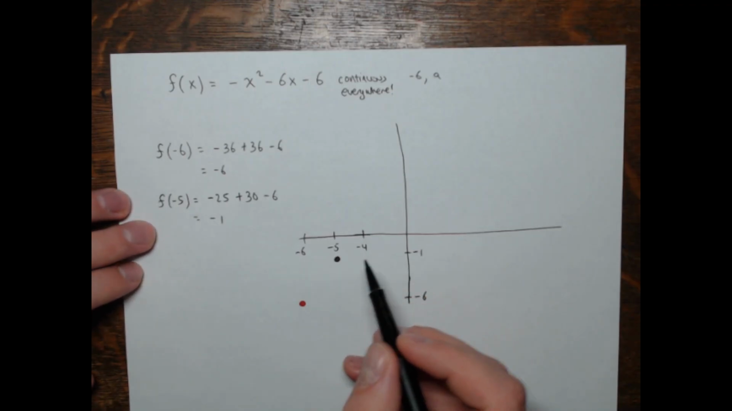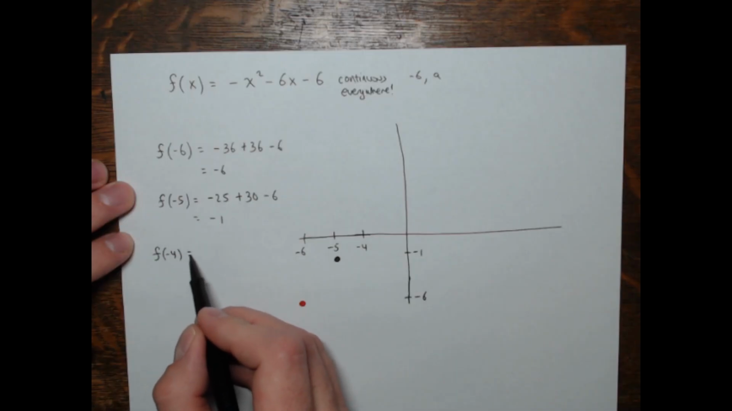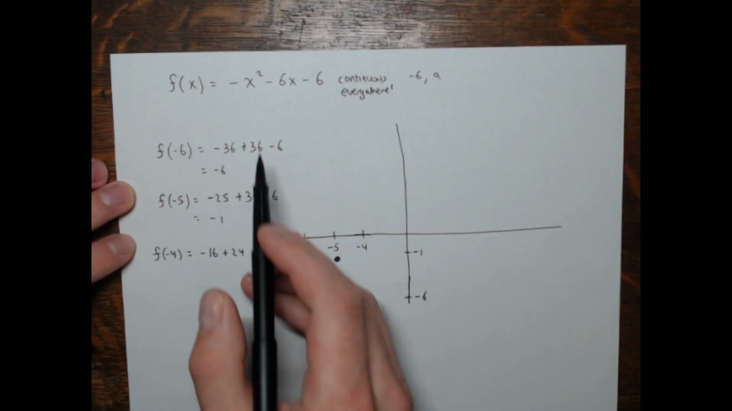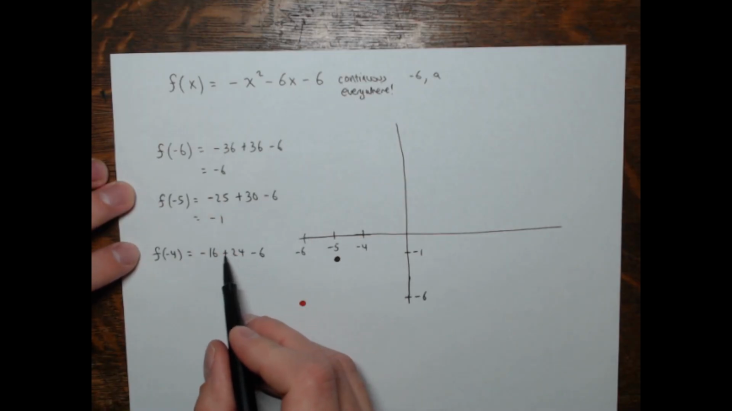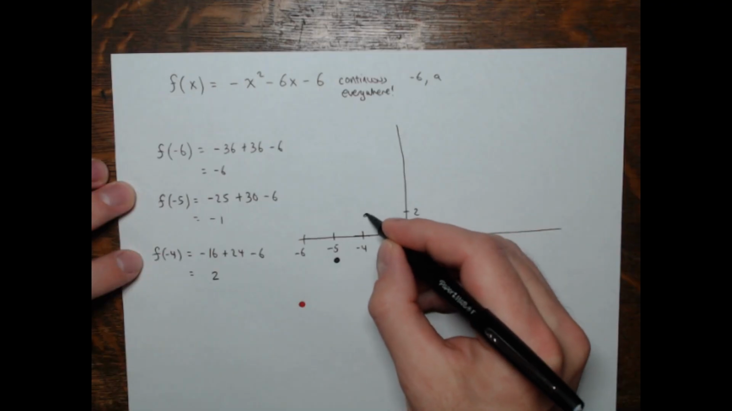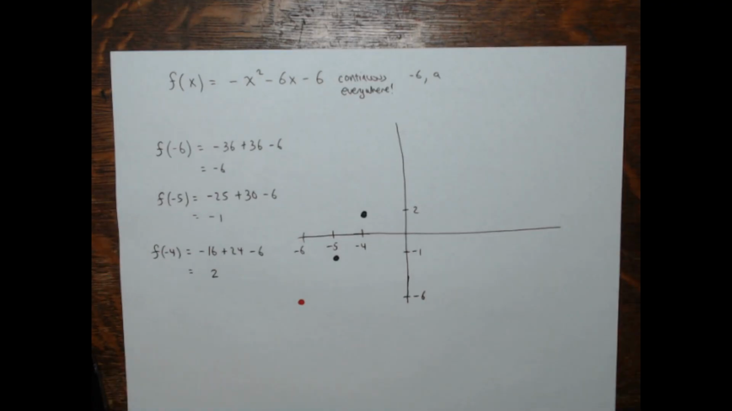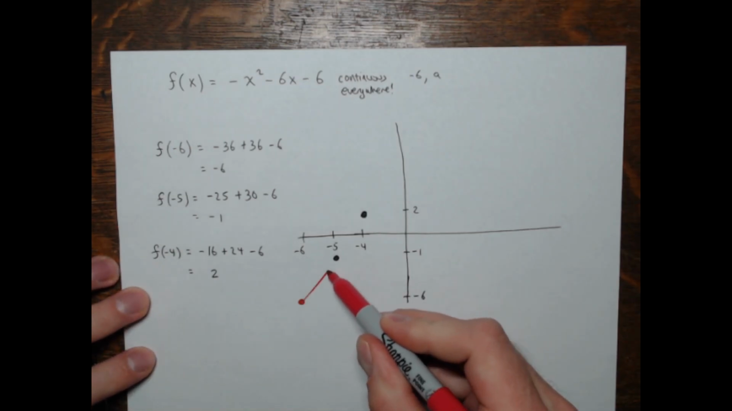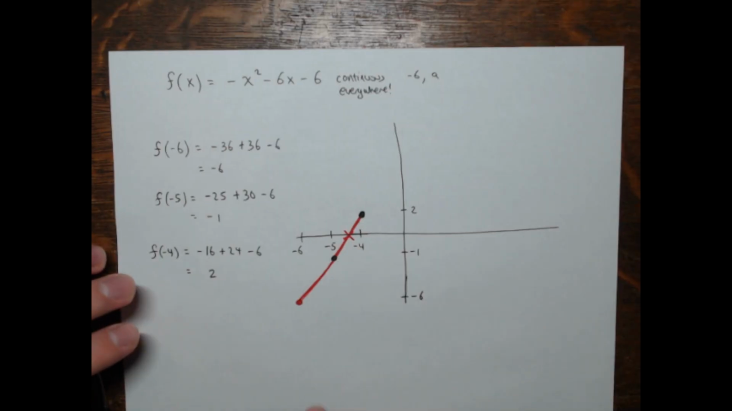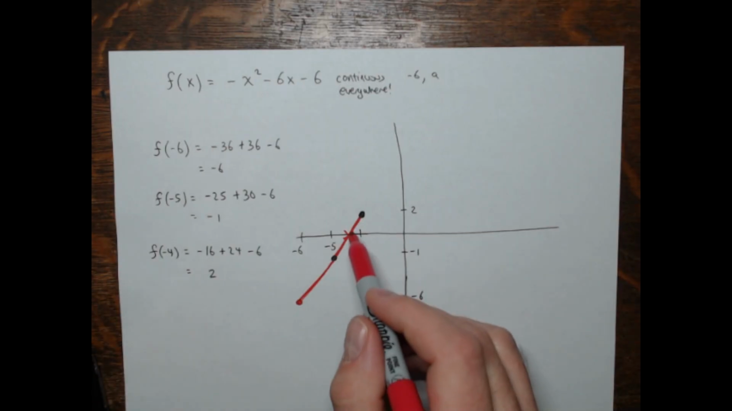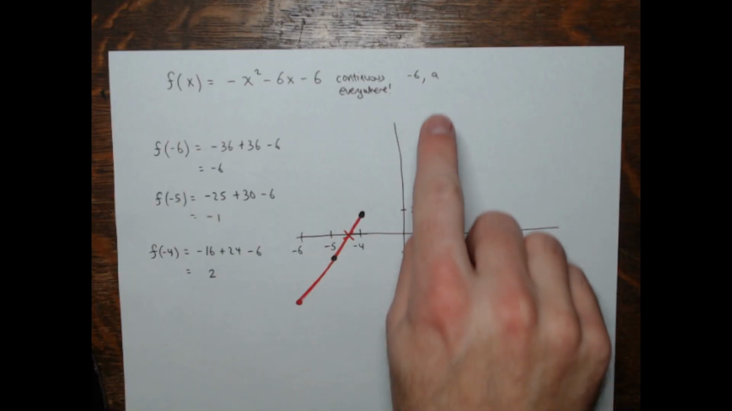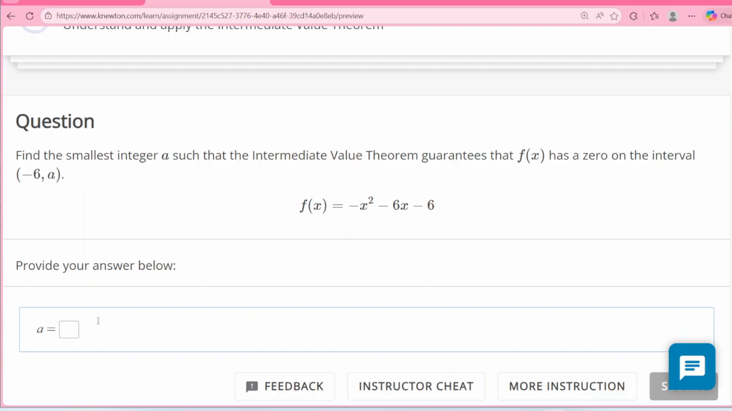So now I'll try negative 4. F of negative 4 is the opposite of negative 4 squared, which is negative 16, and then plus 24, negative 6 times negative 4, and then minus 6. Now 24 minus 16 is 8, minus 6 is positive 2. There we go. There's where we're guaranteed to cross the x-axis. Between negative 6 and negative 5, no guarantee. But between negative 6 and negative 4, you're guaranteed by the intermediate value theorem and the fact that this is continuous that there will be at least one x-intercept. So the smallest integer they're looking for is negative 4.